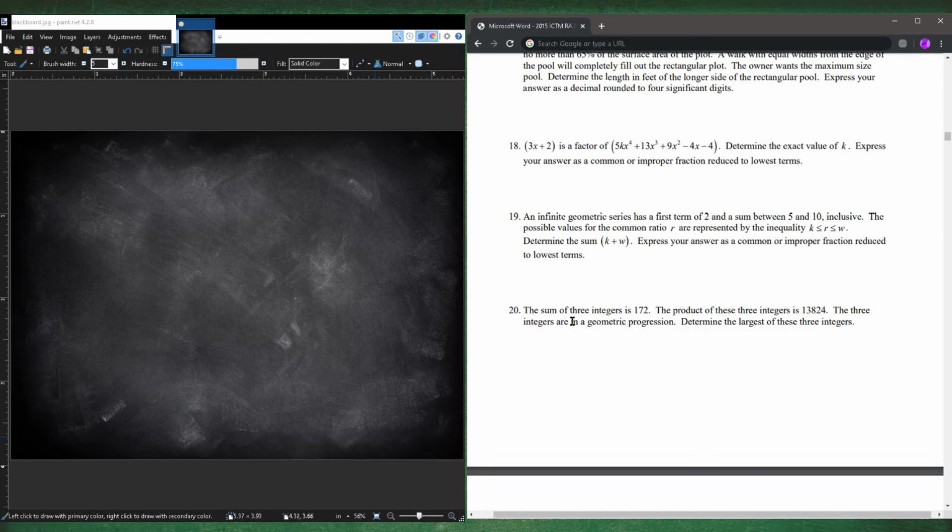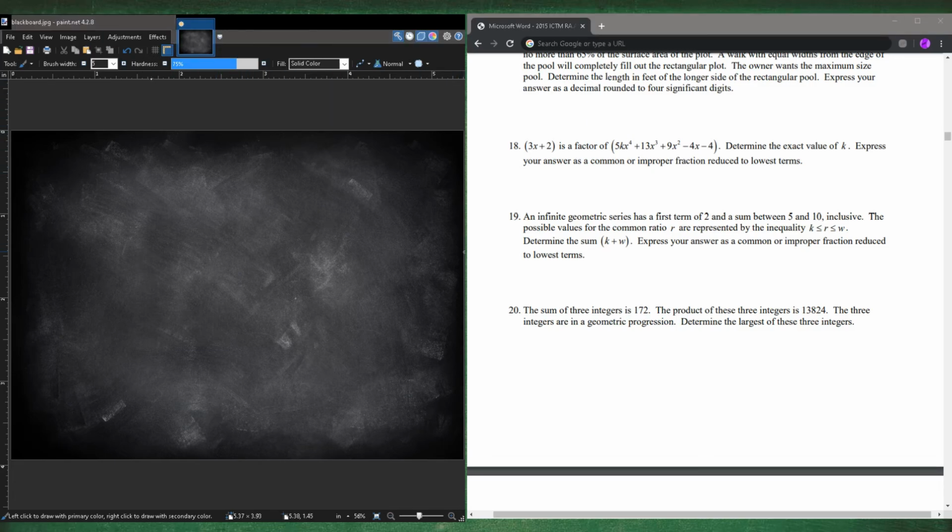20. The sum of the three integers is 172. The product of these three integers is 13,824. The three numbers are in a geometric progression. Find the largest. So basically, since it's a geometric progression, let's use x. So x plus the ratio times x plus the ratio squared times x, because that's a geometric progression. They said the sum is 172.